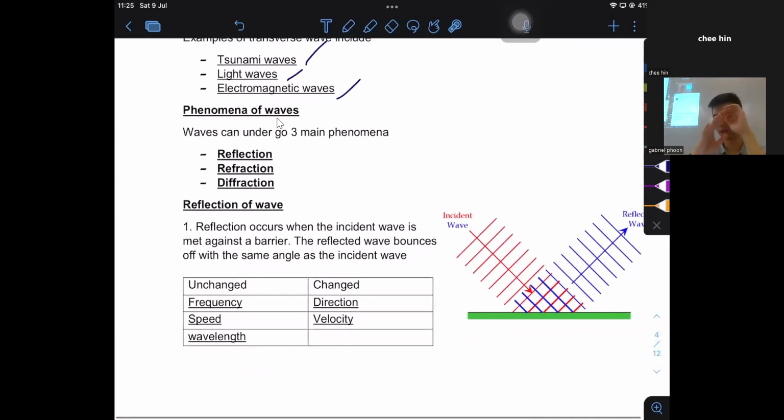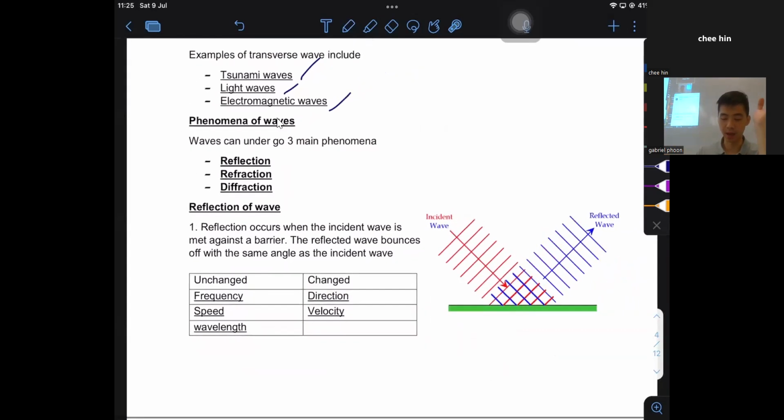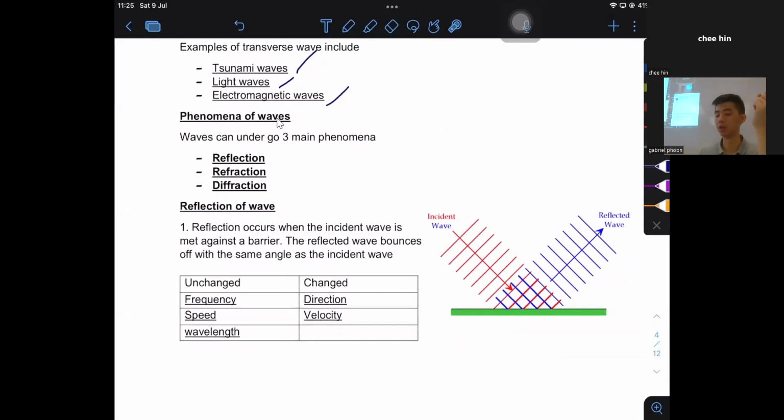For reflection, it is the easiest phenomenon. Pay attention, stop looking at your fingers. Reflection is the easiest phenomenon, right? What happens is you can imagine these are going to be your water waves. For those who do not know why these are water waves, these are basically what we call wave fronts, guys. And wave fronts are basically just the top view of a wave.